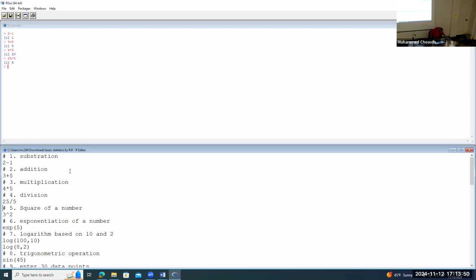If I want to do the square of a number, 3 to the power 2, which is equal to 9, you have to put the caret, which we also call the hat. And then the exponentiation of the number 5, which gives 148. Exponentiation of a number can be obtained with exp and parentheses, where you put 5 here.